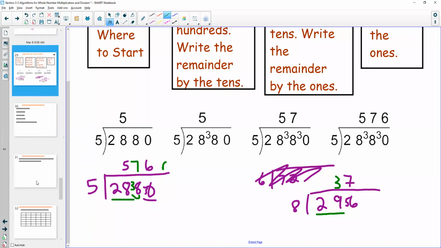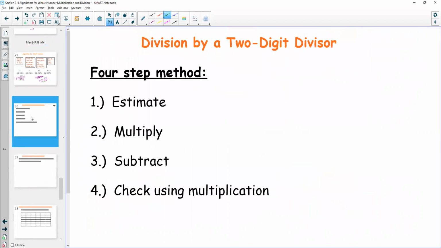The other thing that we have to do is multiply and divide in other bases. So multiplication, division, other bases. Division by a two-digit divisor. Why? I think I took those out of my slides.